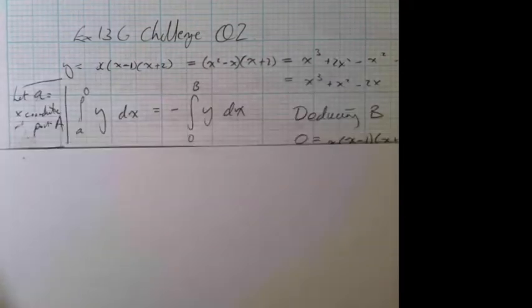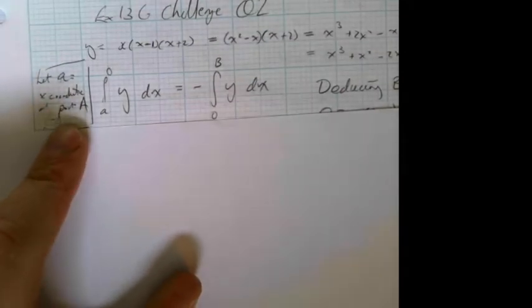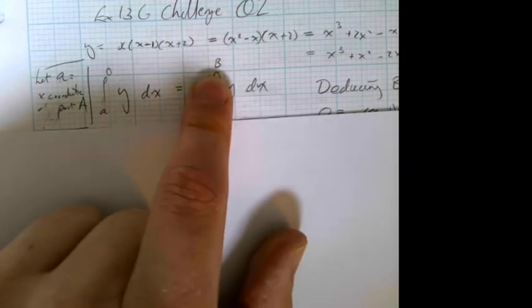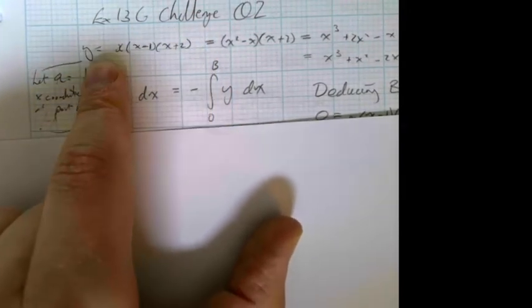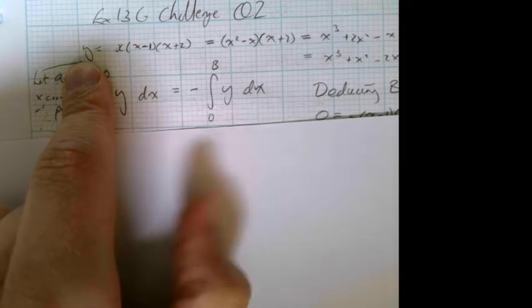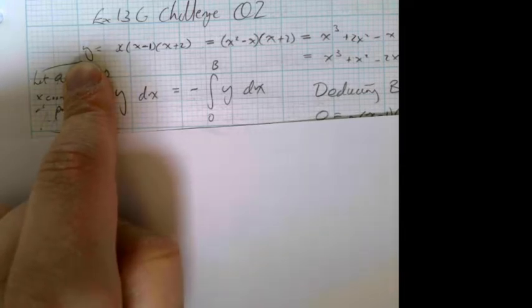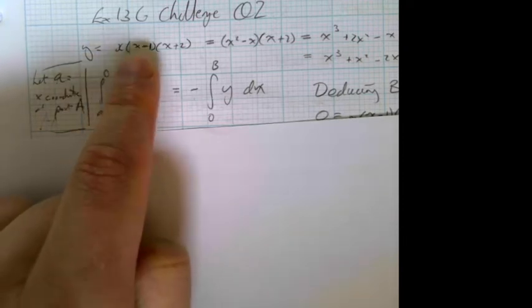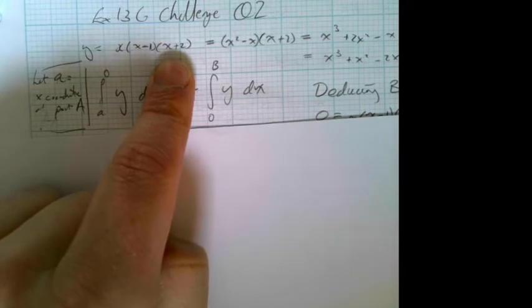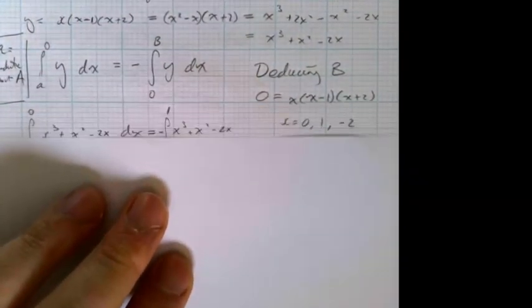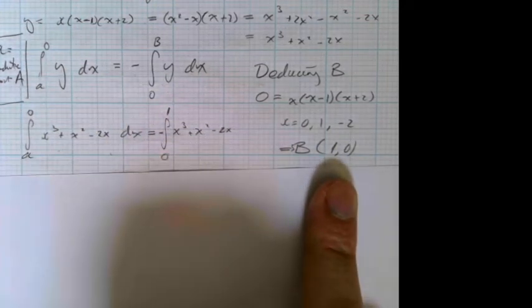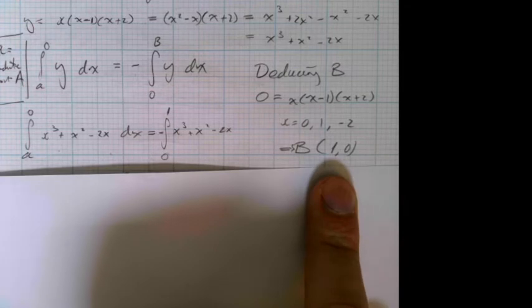Okay, so if I let A be the x-coordinate at the point A, then I'm integrating my function between A and 0, and I know that's equal to the negative of the integral between 0 and the point B. And actually I can figure out that point B from how I was given this equation. I know when it intersects the x-axis, y is going to be equal to 0, and so the intersections of this curve are going to be when x is 0, or 1, or negative 2. So in other words, I know that B is going to be the point (1, 0), seeing as that's the only positive value, the only possible answer that B could take.